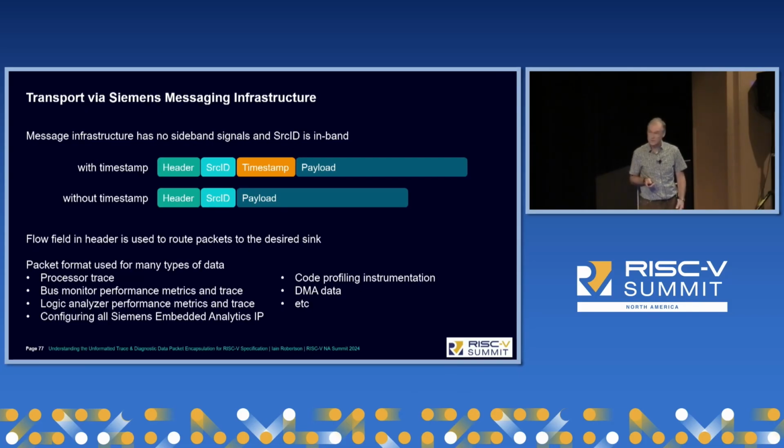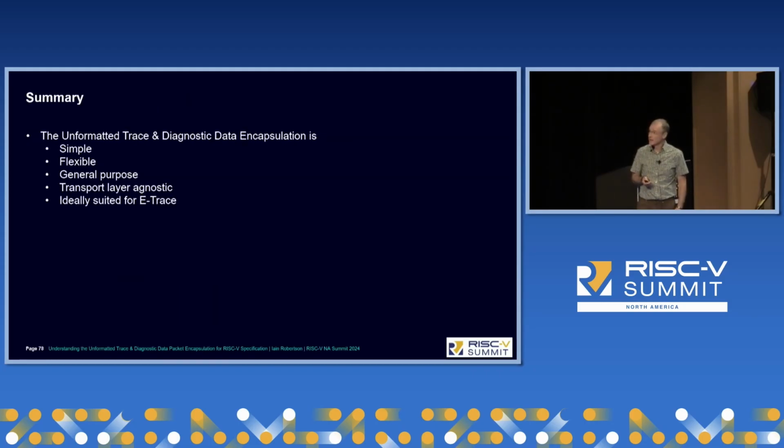So we actually use this infrastructure in both directions, as well as getting trace data out. Configuration data goes in over the same network, and so we use the same basic formats for that. So, in summary, what we have in the unformatted trace and diagnostic data encapsulation is simple, flexible, very general purpose, transport layer agnostic, and also suitable for eTrace. Thank you very much.